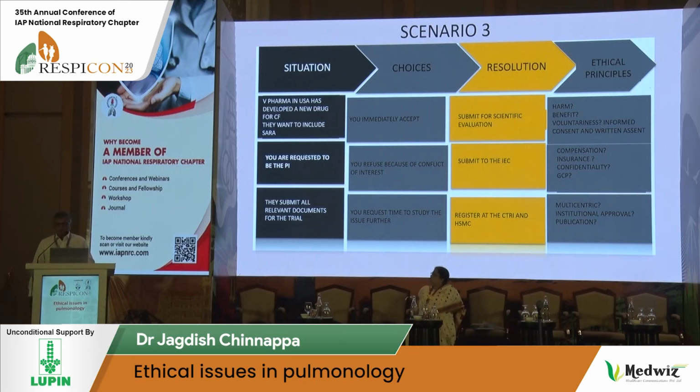Then, of course, I mentioned the GCP certification. You also will have to look at whether this is a multicentric trial or whether it's going to be at a single center. Why is it important? Because the ICMR now has guidelines for multicentric trials. They are entirely separate from what you would do in a single center. Then institutional approval, and finally, what are you going to do with the results?